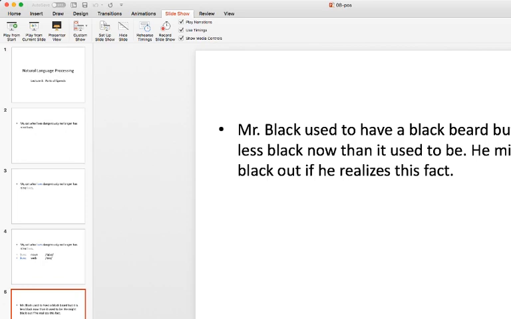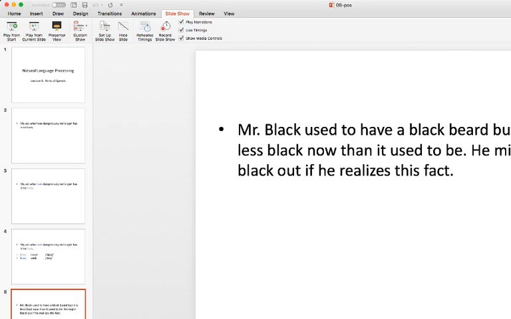So what parts of speech are exemplified by the word black here? First we've got Mr. Black. That's going to be a proper noun, and black beard, adjective. Less black, adjective. Black as in blackout, verb. Okay, so one orthographic word, that is a word that's spelled one way, can have multiple different parts of speech.